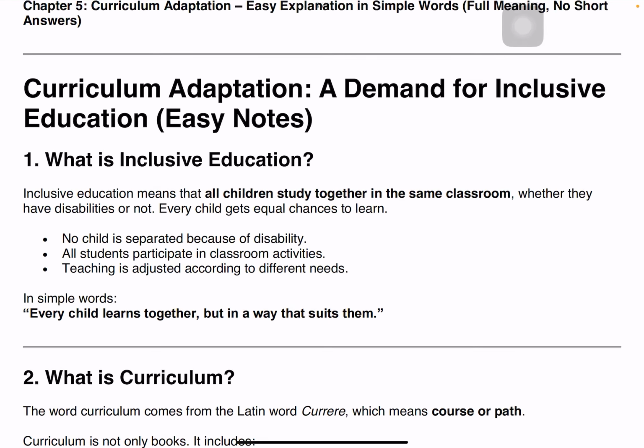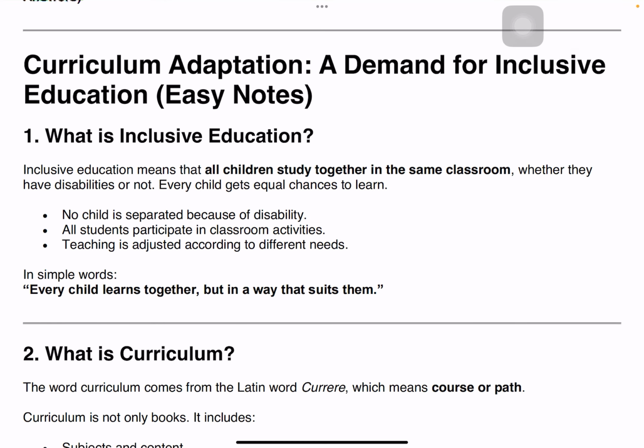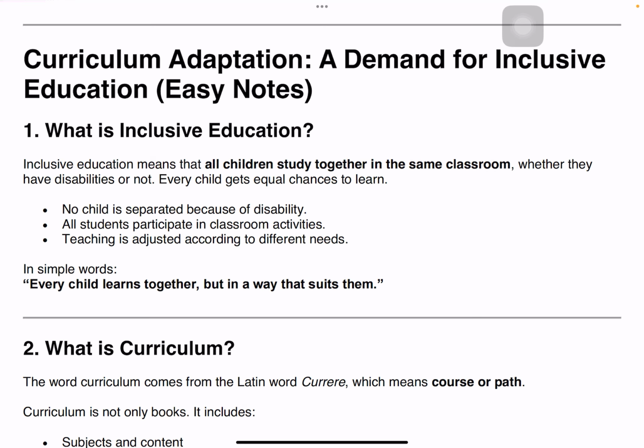So this is the final term, chapter 5 to chapter number 11 of curriculum development. No, sorry, inclusive education. So it's chapter number 5, which is curriculum adaptation, a demand for inclusive education.